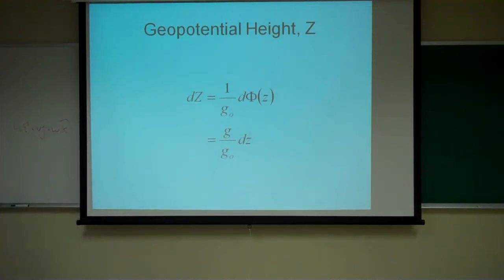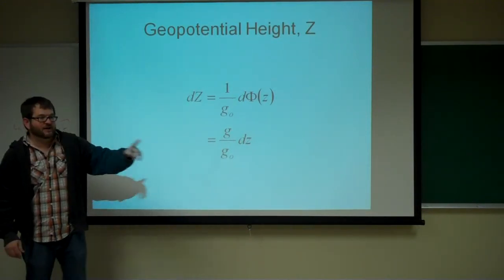G naught is the average force of gravity at the surface of the Earth. And G is the value of gravity of that actual layer. For real places in the atmosphere, how different is the magnitude of G from the value of G naught? If our atmosphere extended out into deep space, where gravity would be much, much weaker, it would be different. But it doesn't. Gravity here at the surface of the Earth and gravity at the 500 millibar level is not all that different, right?